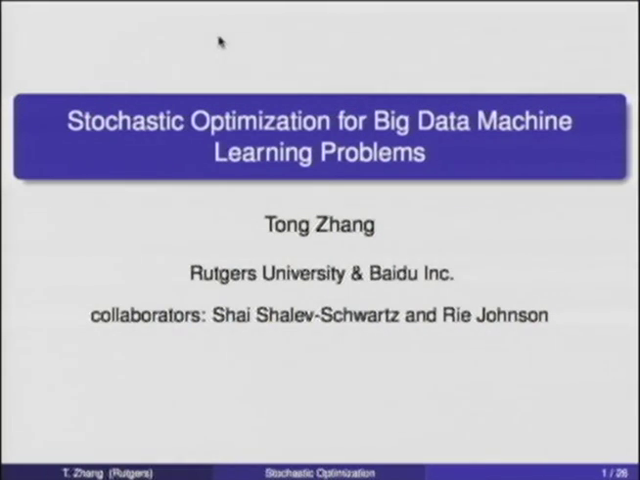Sequential stochastic optimization for some big data problem.